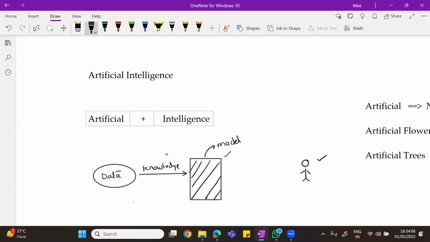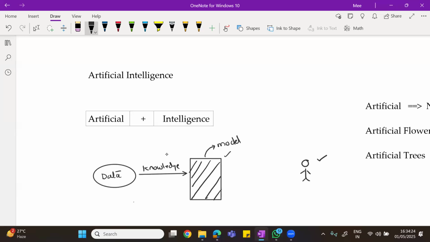Okay. And we are giving the knowledge. Once you give knowledge to anyone, they will become intelligent. Now here we are passing the knowledge. In fact, we are giving the data to the model. The model will extract the knowledge and it will become intelligent.